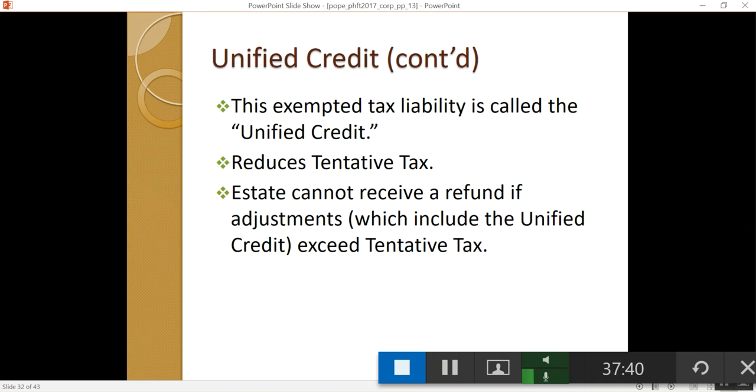Now, if your unified credit, your exempted tax liability, is in excess of your actual tax liability on the estate return, you do not get a refund. You just don't pay any tax. And that's because this is not a refundable credit.